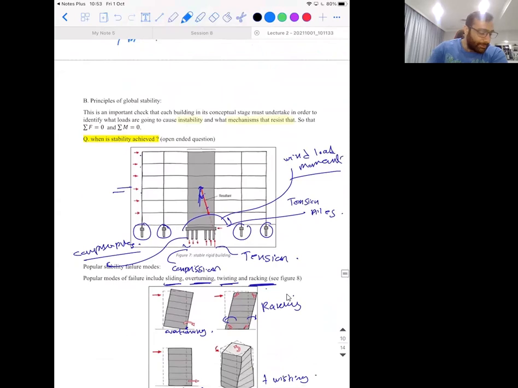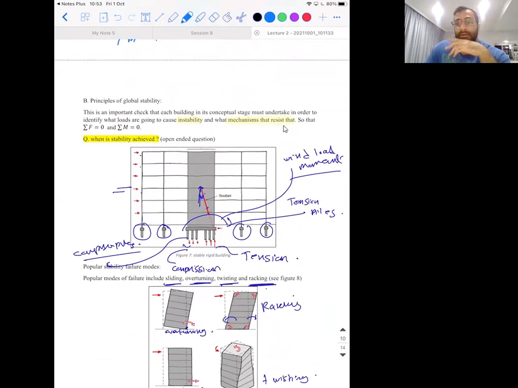Okay, now the principles of global stability. Now we're thinking of the building as a rigid thing, and we're trying to find out what happens to that rigid thing when we hit it with multiple things. This is an important check that each building in its conceptual stage must undertake in order to identify what loads are going to cause instability and what mechanisms resist that.